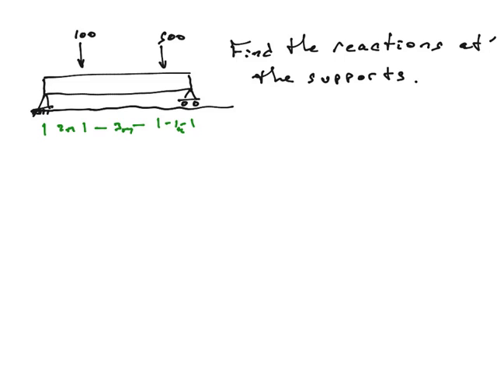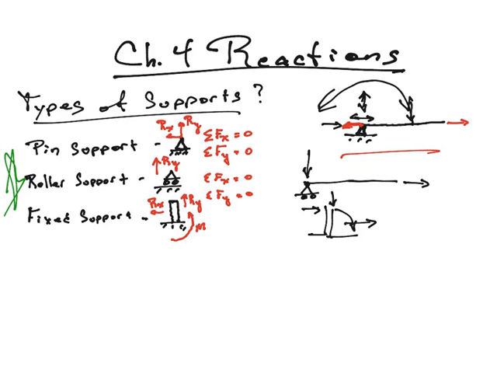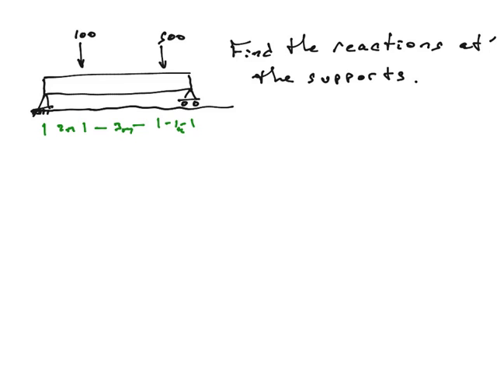How do I solve a problem like this? Well, the first thing you need to know is what types of reactions are possible. And that's what the discussion over here was about. Knowing the types of supports will tell me which types of reactions are possible. So on the left, we have a pin. A pin tells me there can be a horizontal reaction and there can be a vertical reaction. There's 2 reactions for a pin, one horizontal, one vertical, every time.